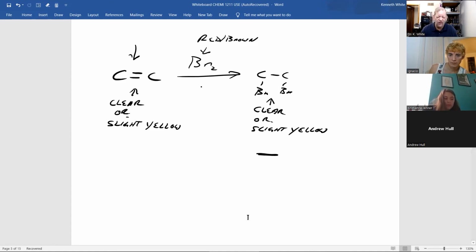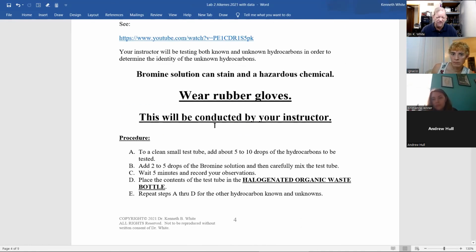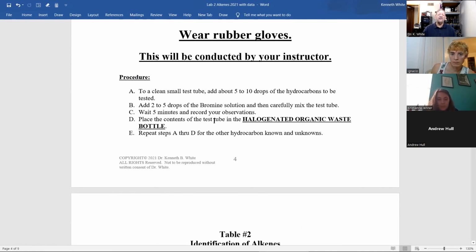And one of the nice things about this lab is you find out, is Dr. White lying to you? Well, here, since bromine is very dangerous in solution, and years ago I had a student who got in an accident, and somehow he got bromine on the back of his neck. I washed it off quick enough so it really didn't cause any serious damage, but I still sent him to a doctor.